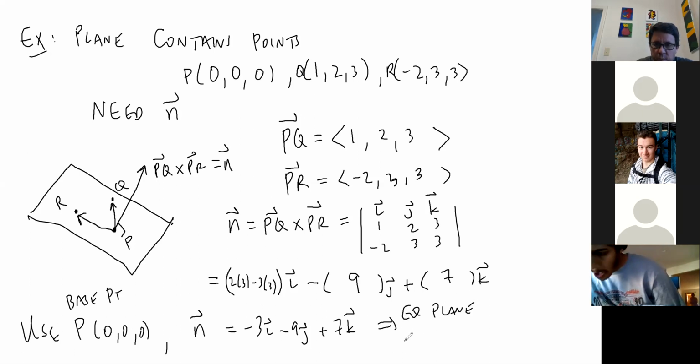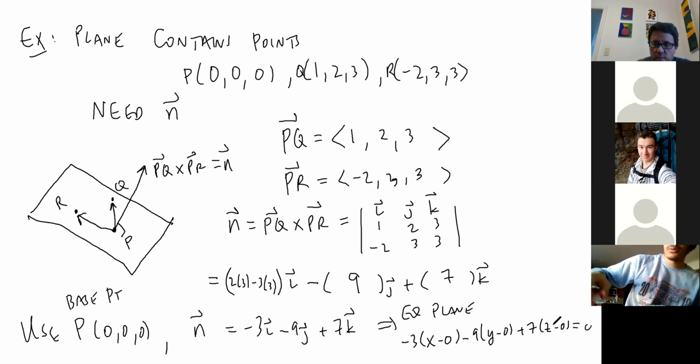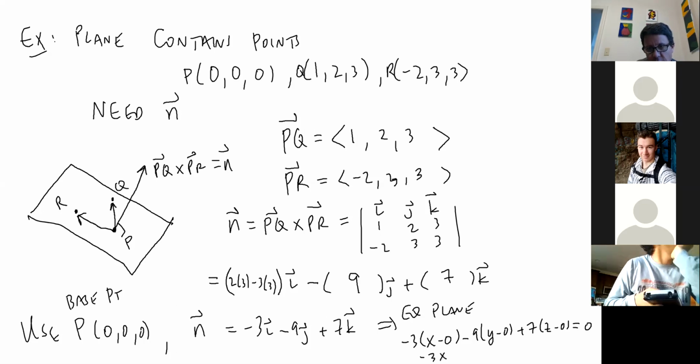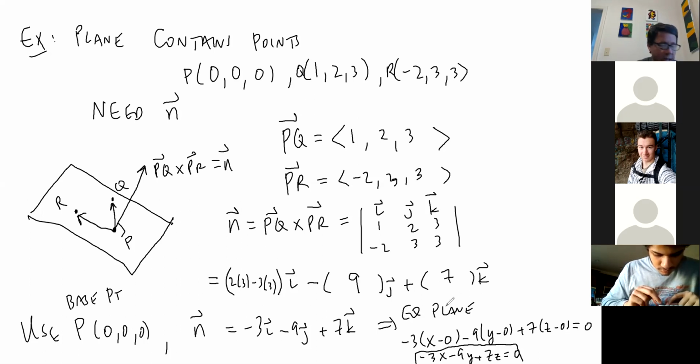will be negative 3 times x minus 0. So I'm using the first part of the normal and the base point. Minus 9 times y minus 0, and then plus 7 times z minus 0 equals 0. And I guess if you clean that up, see if I can stick it in here. Minus 3x minus 9y plus 7z is 0. Maybe down there at the bottom. And I write my 7s like that. So there you go.